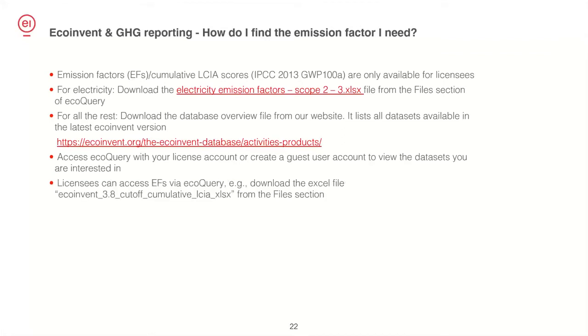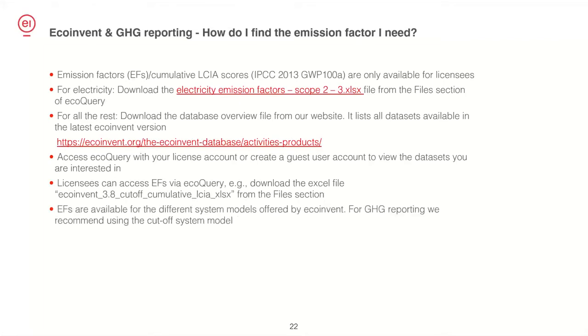With a license, you can also access the emission factors via ecoquery, and this can, for example, be done by downloading an Excel file, which is called the cumulative LCIA file from the file section in ecoquery. And this file contains a list of all LCIA results for all data sets included in the database. Emission factors or LCIA results are available for different system models in the ecoinvent data, so all of the system models offered by ecoinvent. And for GHG reporting, we recommend the use of the cutoff system model.